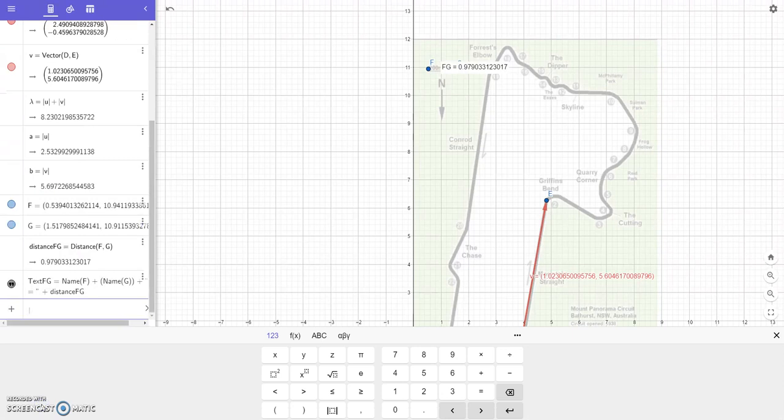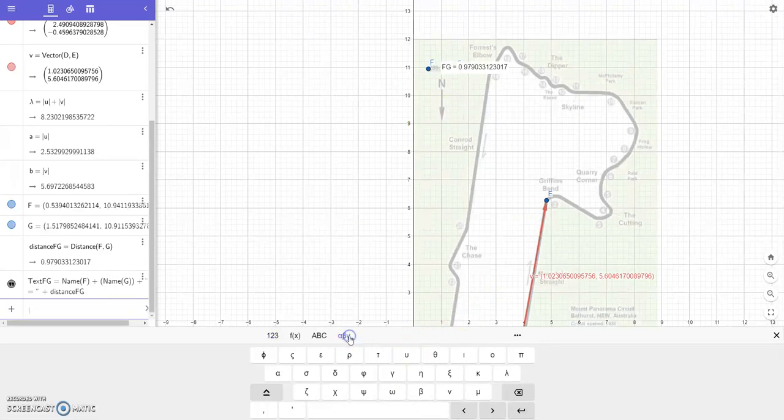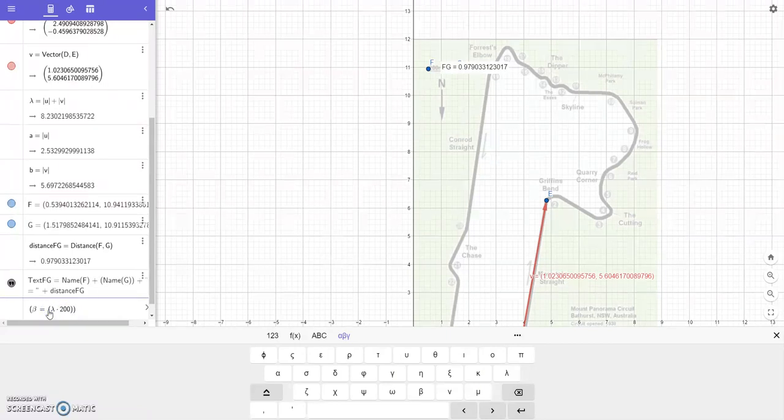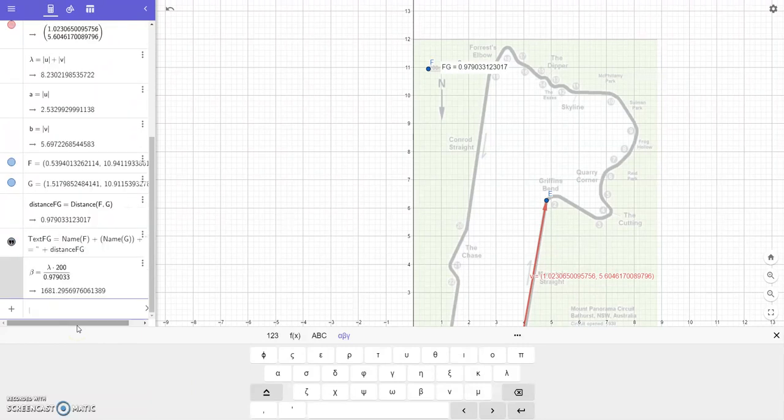Now, if I want to actually work out the scale, I know that 200 meters on this map is represented by 0.979. So let's make another variable up. Let's call it beta. Equals my symbol up here, which is lambda, multiplied by 200, and I'm then going to divide by this 0.979. So divided by 0.979, if you're going to get technical, 0.33.